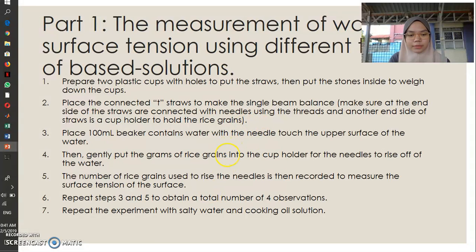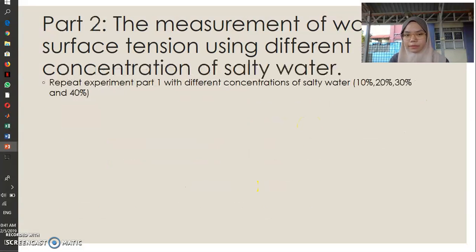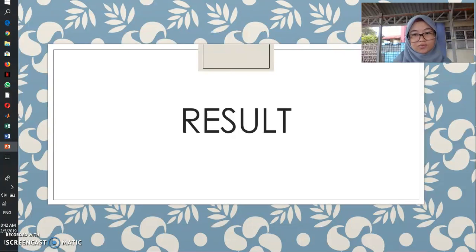Now the experiment is repeated with other types of base solution, which are salty water and cooking oil solution. For part 2, we repeat the experiment of part 1 with different concentrations of salty water, which are 10%, 20%, 30%, and 40%.